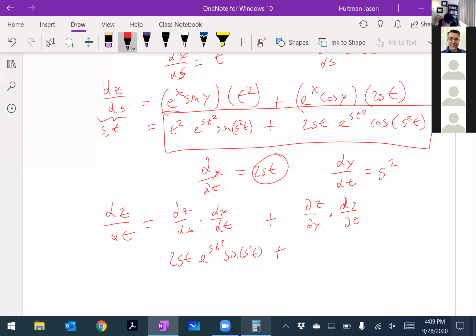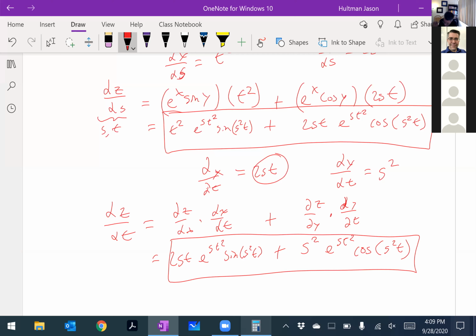And so what is this going to be? Well, dz/dy we already know what that is, and dy/dt, I'm going to put that in front. s squared times e to the st squared, cosine of s squared t. Are there some 2's there that are missing? No, I think that's good. That was the last one. Okay, nicely done.